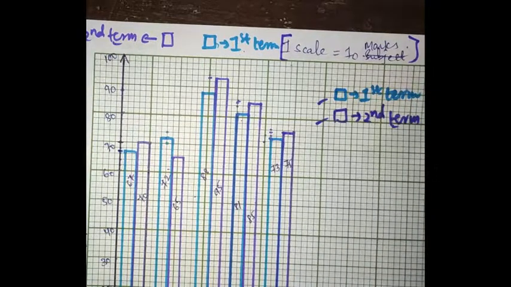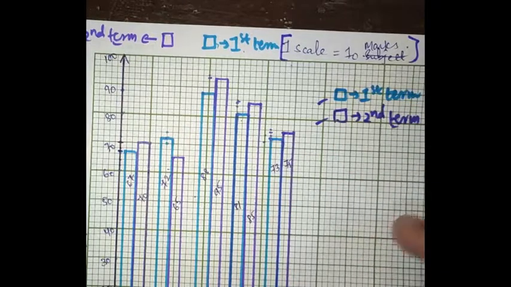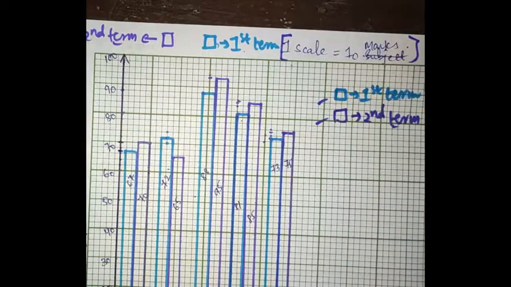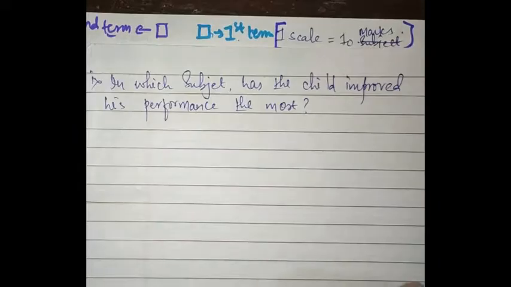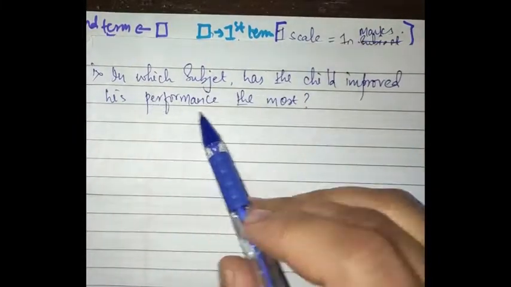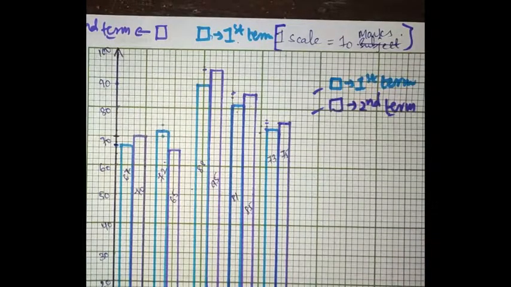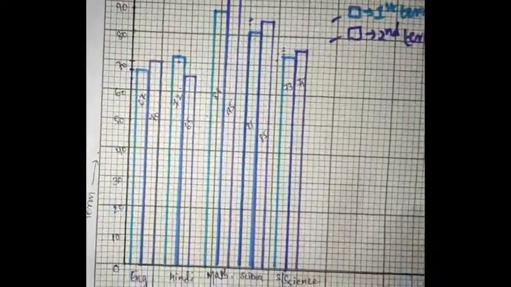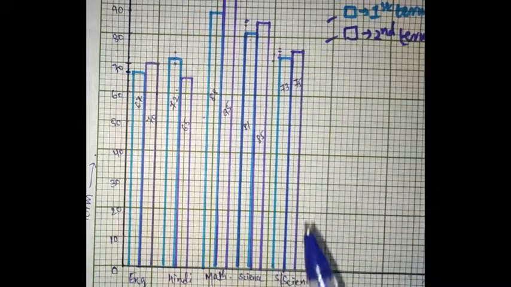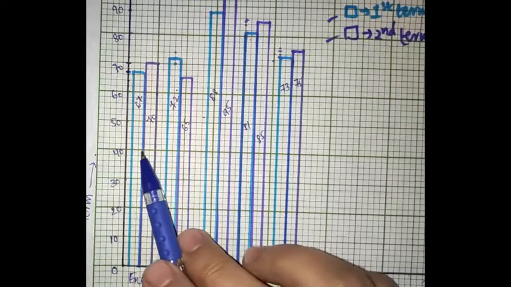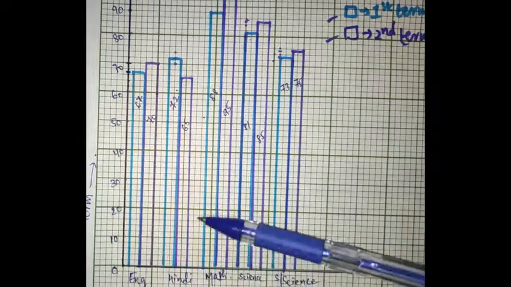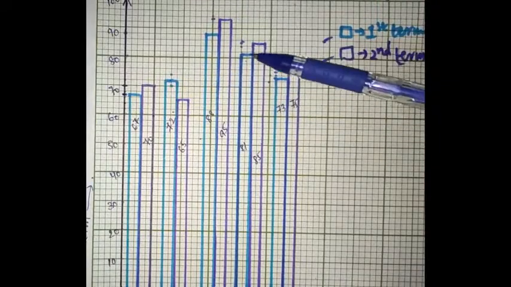So another important question, looking at this graph, is: in which subject has the child improved his performance the most? So here we have the first question. Looking at this graph, you have to solve the problem. By observing the double bar graph, there was a maximum increase in the marks. Just see, compared to English and Hindi, in math the height of the graph is maximum compared to the other graphs, right?